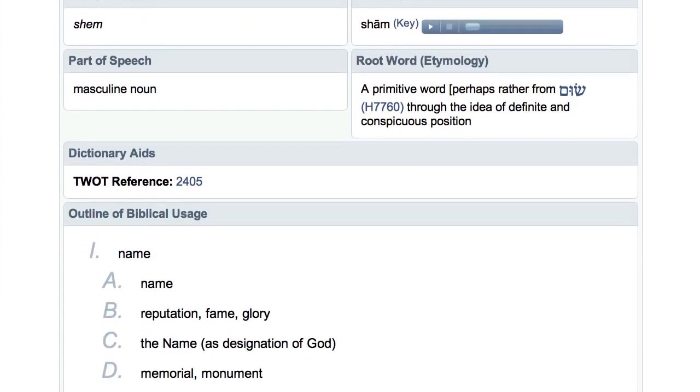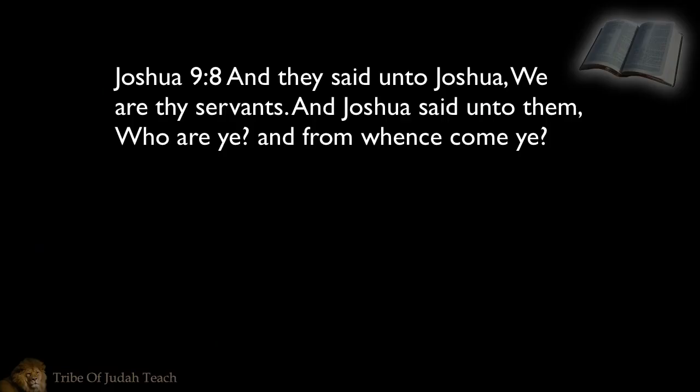Again, the word name in that verse is Shem, 8034. Look at this. Letter A says name, but notice what letter B says. It says reputation, fame, glory. So Abraham, Isaac, and Jacob didn't know or experience the fame and glory of the name Yahweh like the children of Israel did. I hope y'all could see that. When the Most High destroyed Egypt, his reputation, fame, and glory spread all over the world. Look at this.